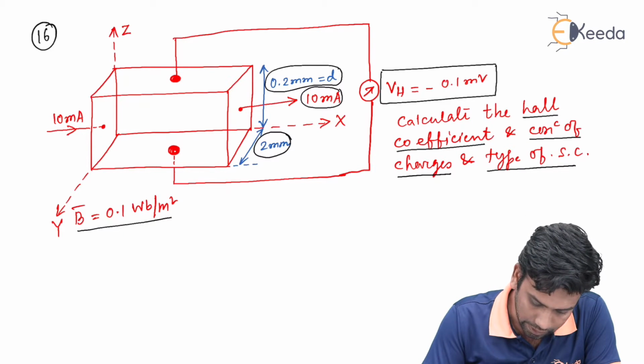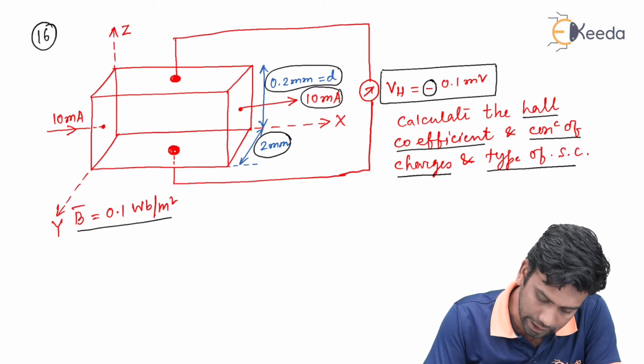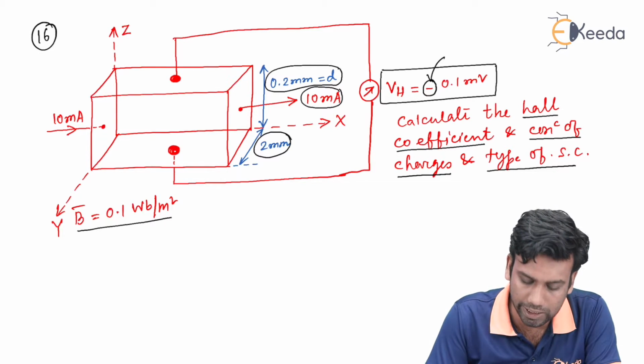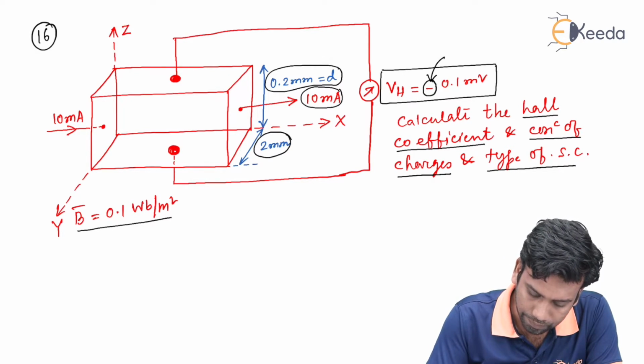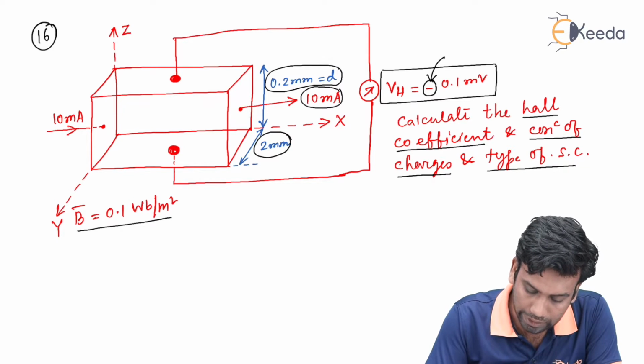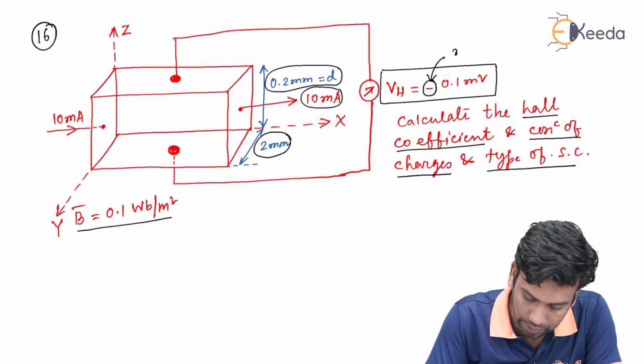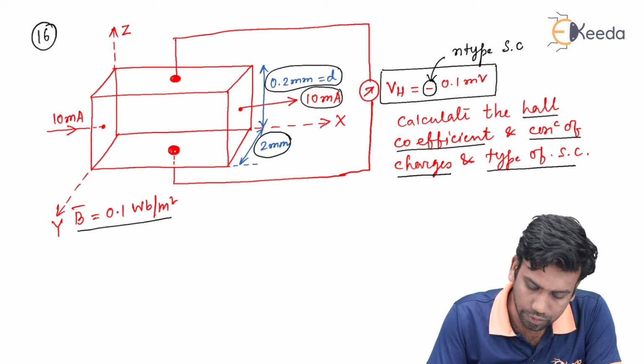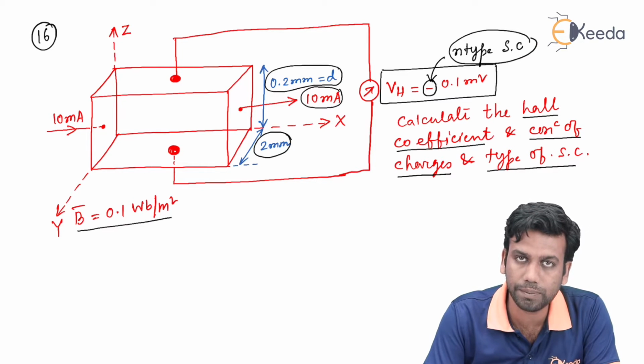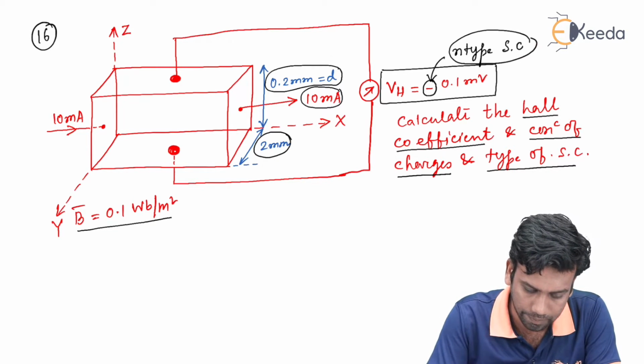Due to this minus sign, we can say the Hall voltage is negative. So, it can be concluded that it is an N-type semiconductor, because the Hall voltage is negative.